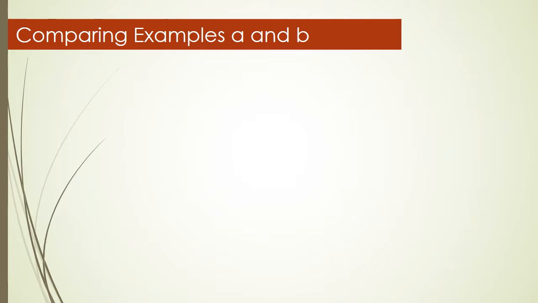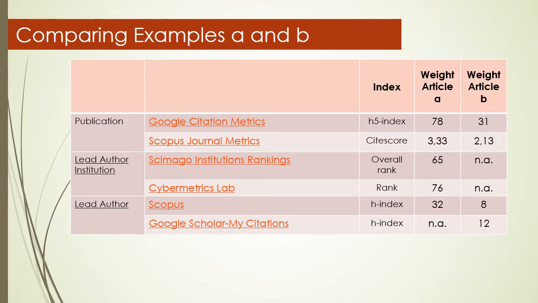Now, it is when you compare both articles that this whole exercise begins to make some sense. As you can see, Article A scores much better regarding the publication and extremely much better regarding the institution. The lead author also deserves a much higher H-index than the lead author of Article B. But the lead author of Article A is not listed in Google Scholar. What sense can we make of that?